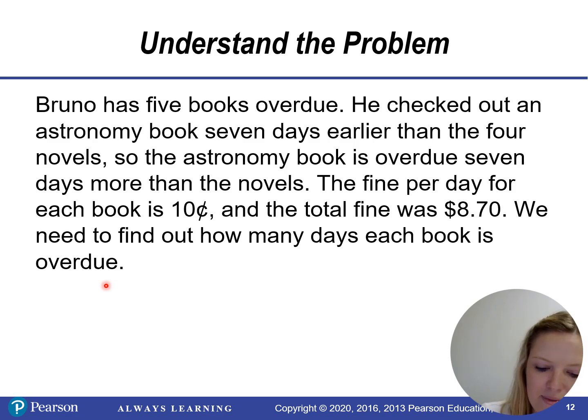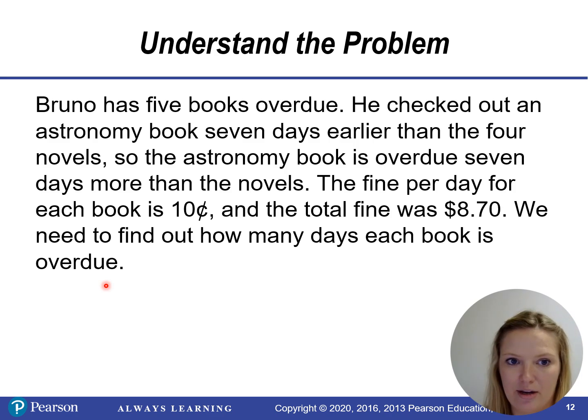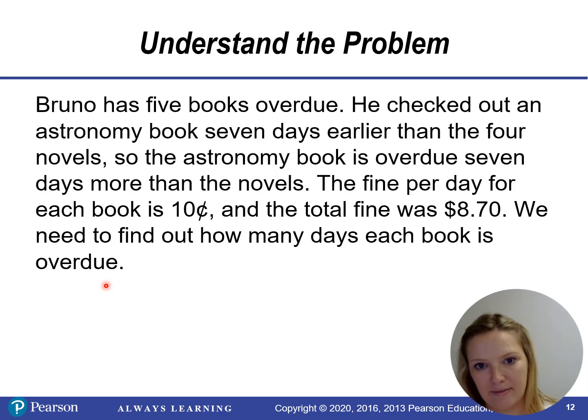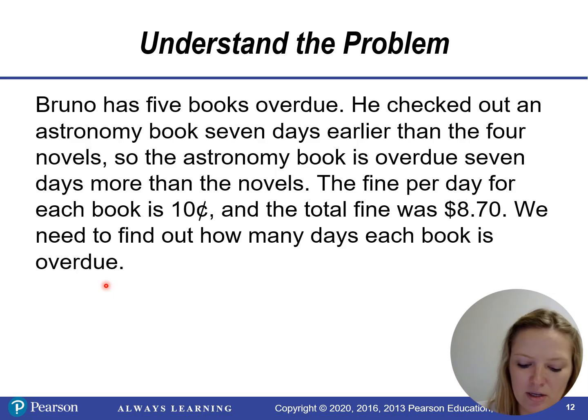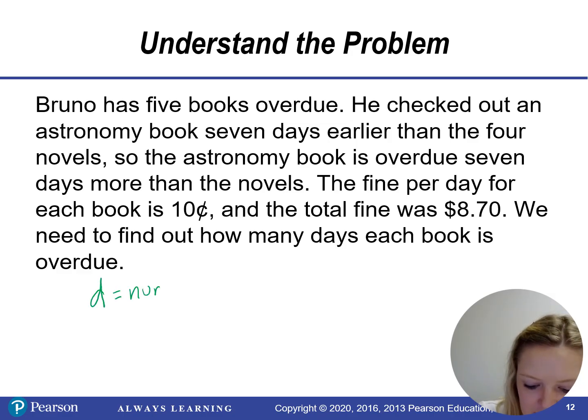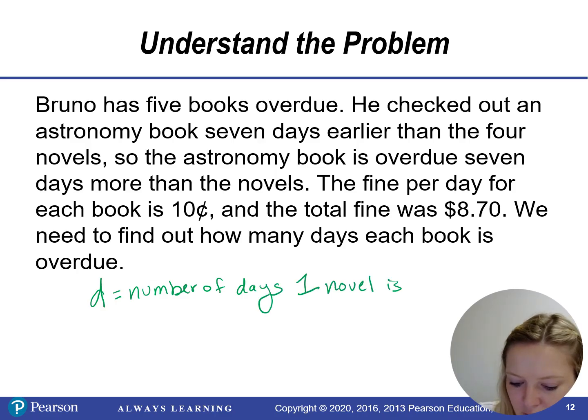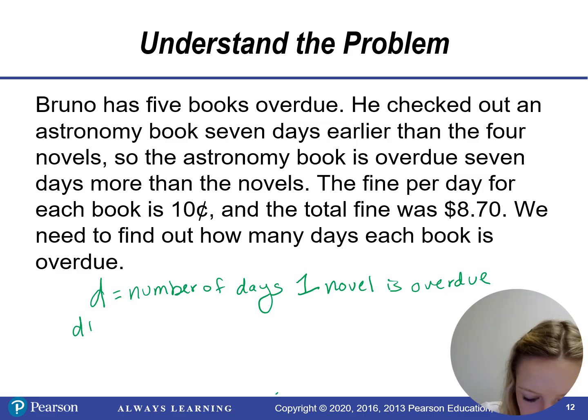So let's say that we're going to need to give a variable here for the number of days the books were overdue. Now we're going to have 2 different lengths of days, because the astronomy book is 7 more days overdue than the other 4 books. So let's let the variable d equal the number of days one novel is overdue. And that tells me that the astronomy book is going to be d plus 7 days overdue.